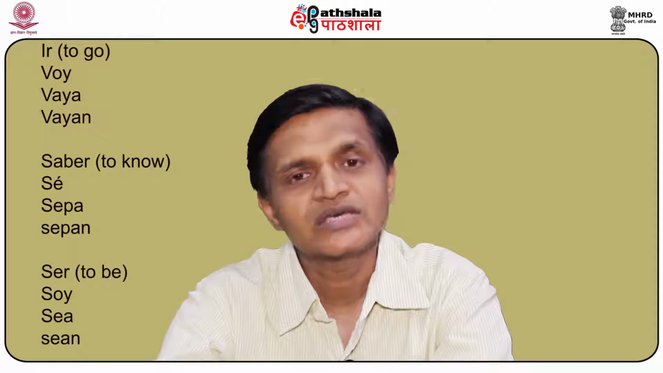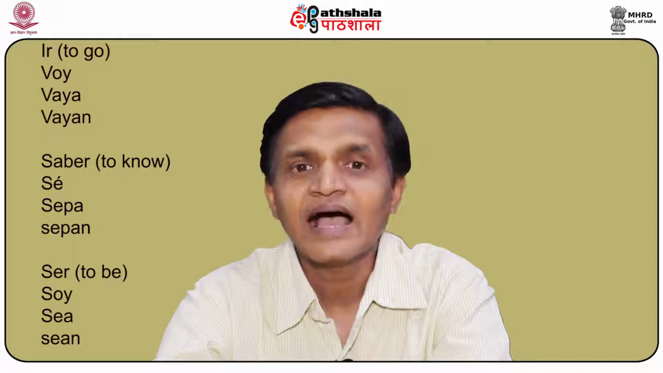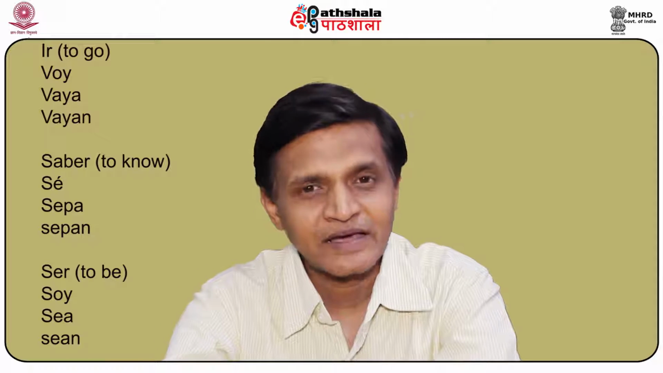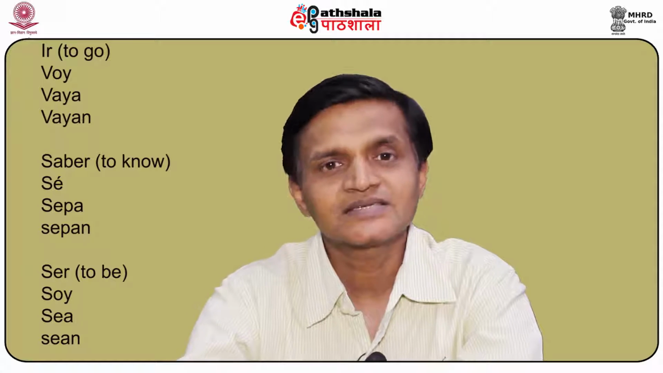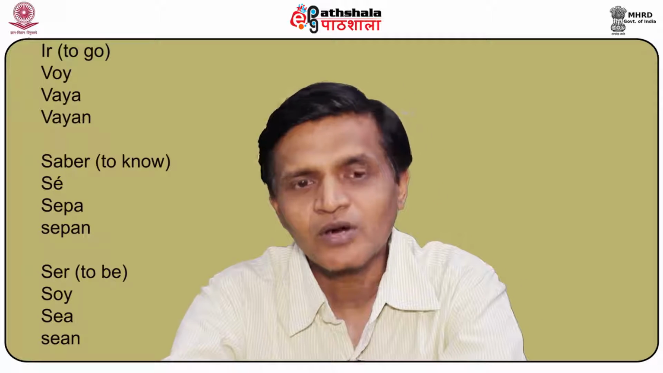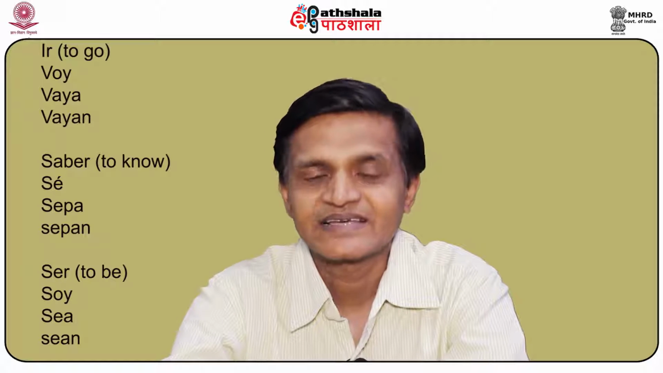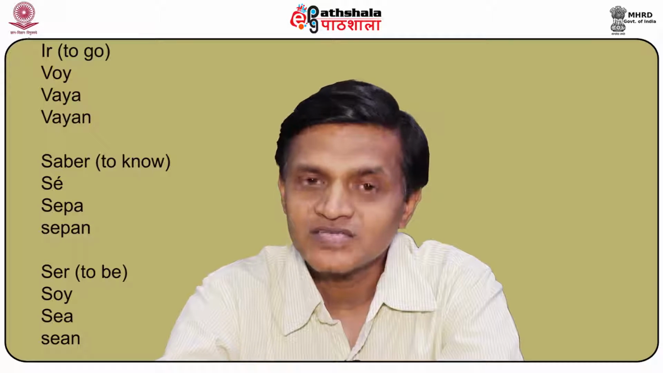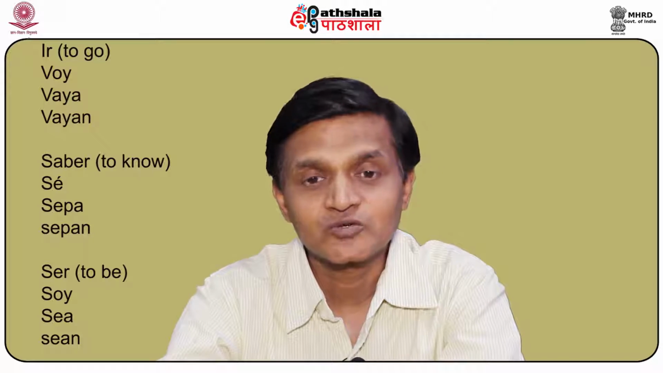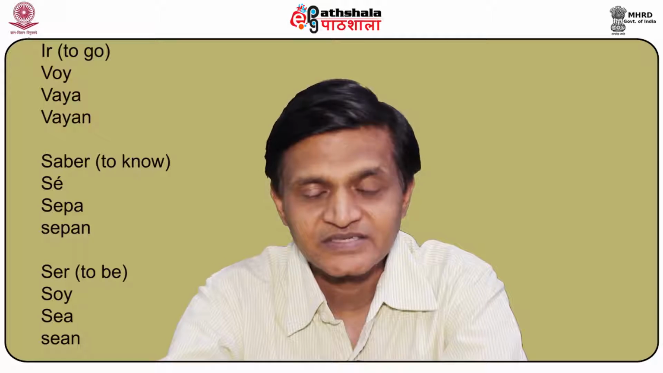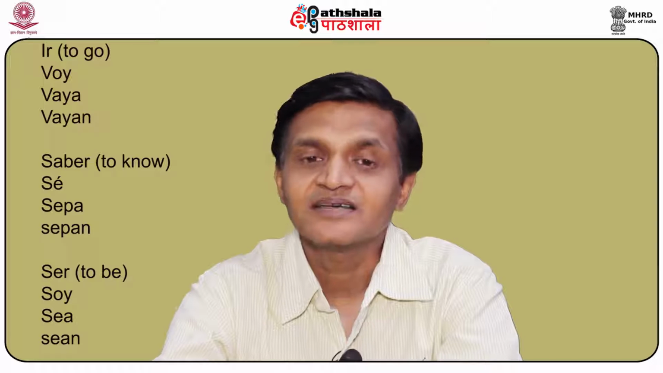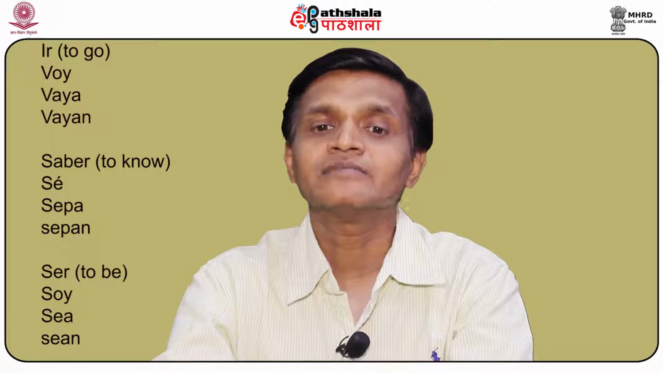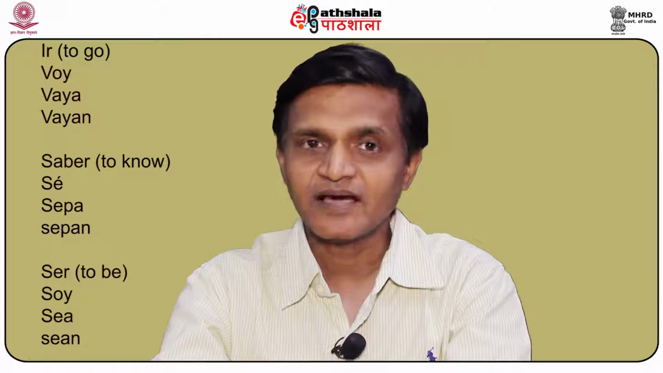Ir, to go, is conjugated in the present as voy, and in the imperative it becomes vaya or vayan. Like I said, the Spanish saying vaya con Dios is let you be going with God. Saber, to know. Sé is the normal conjugation in the present tense, and sepa or sepan is the command. Ser, to be. The normal present tense conjugation is soy, and in the imperativo, the imperative, it becomes sea or sean.